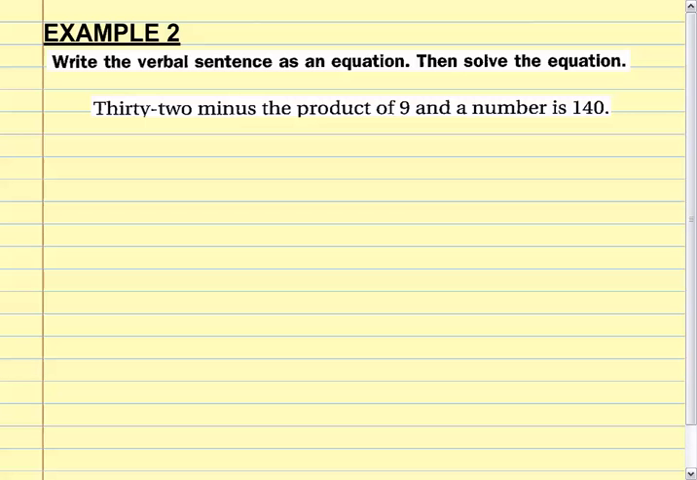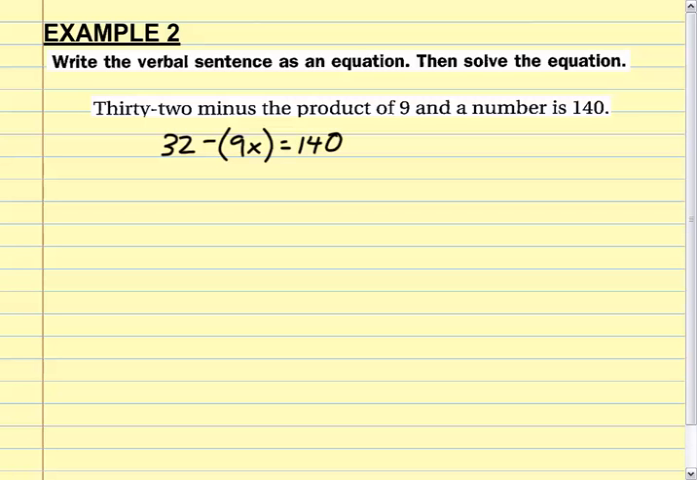Let's look at the next one. Example number 2 says, write the verbal sentence as an equation, then solve the equation. Isabella, this says 32 minus the product of 9 and a number is 140. Tell me what to write in numbers. 32 minus, and then with the parentheses, 9 times x next to it. Close parentheses. And equals 140.